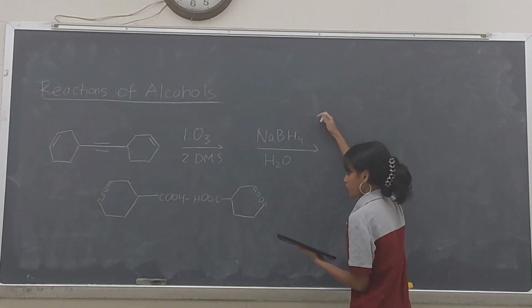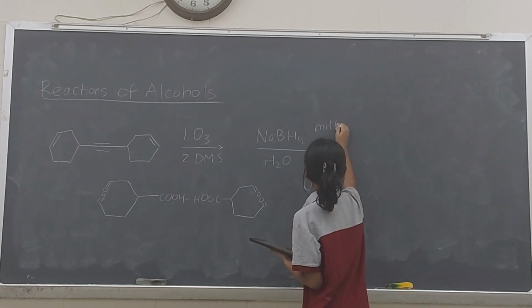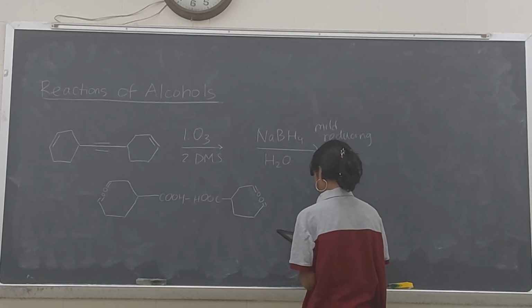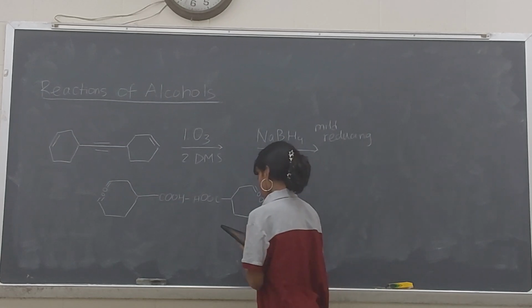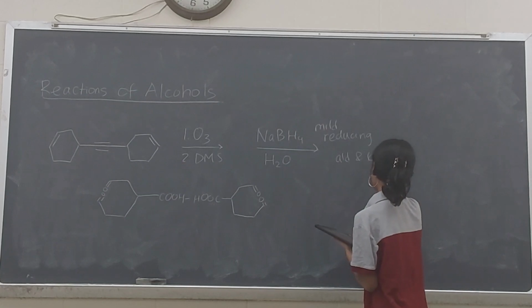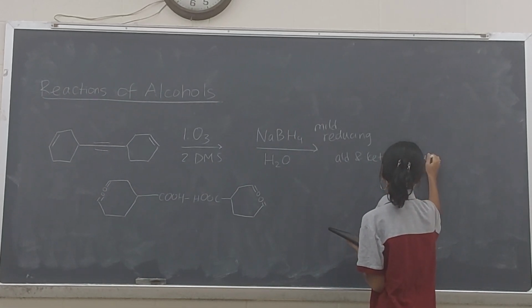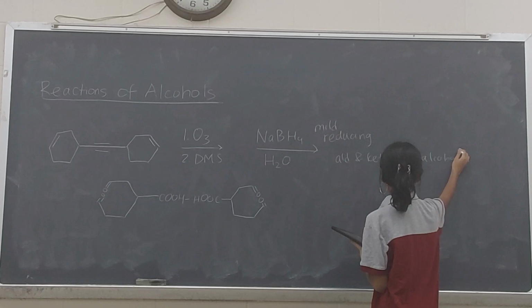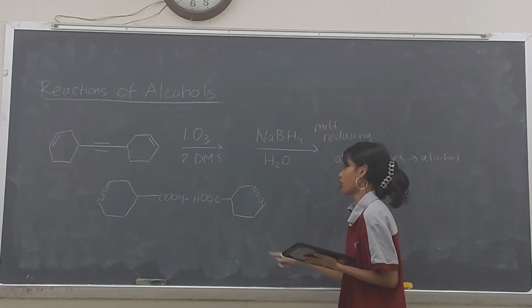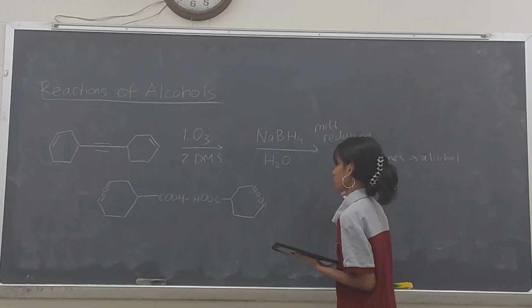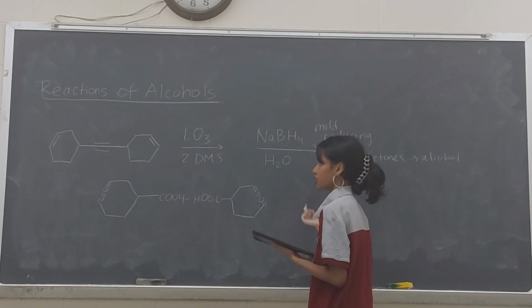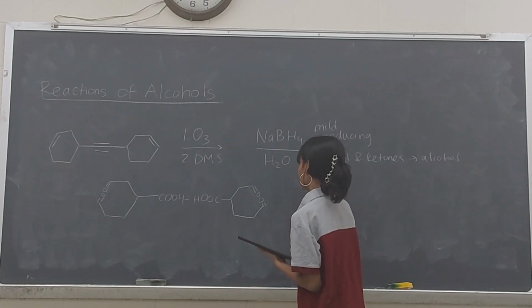And then NaBH4 is a mild reducing agent. So it would turn only aldehydes and ketones into alcohol. So only these ketones would turn into alcohol. The carboxylic acid wouldn't be affected by the NaBH4. It would be affected if this was chromic acid. Or, sorry, lithium aluminum hydride.